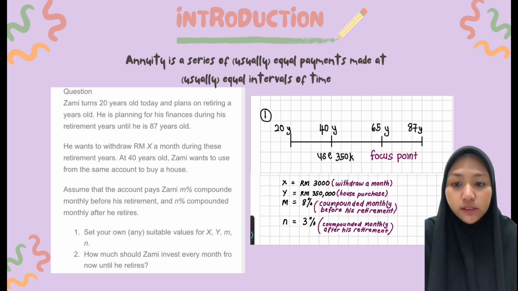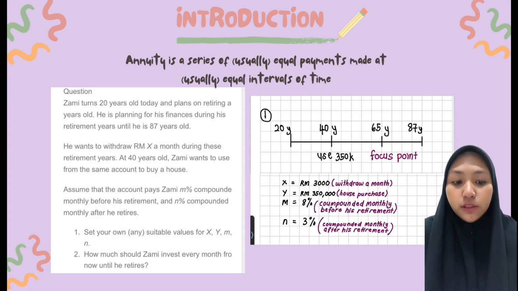The first question is, set your own suitable values for X, Y, M, N. The second question is, how much should Zami invest every month from now until he retires? The value for X is 3,000 ringgit, referring to the withdrawal a month. The value for Y is 350,000 ringgit, referring to the house purchase. M is 8%, referring to compound monthly before his retirement. N is 3%, referring to compound monthly after his retirement.